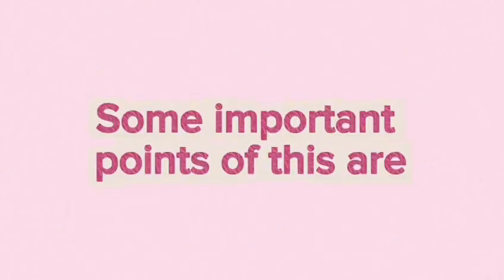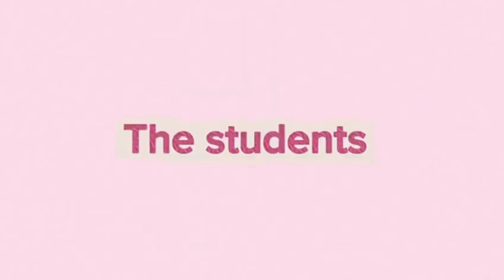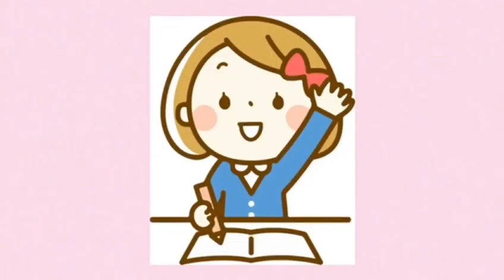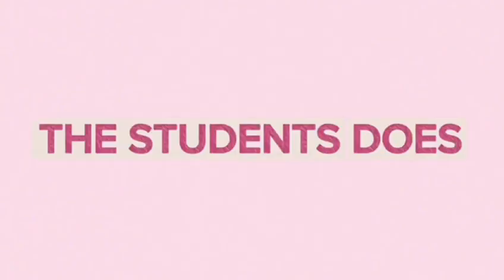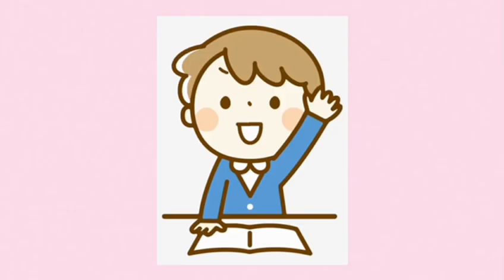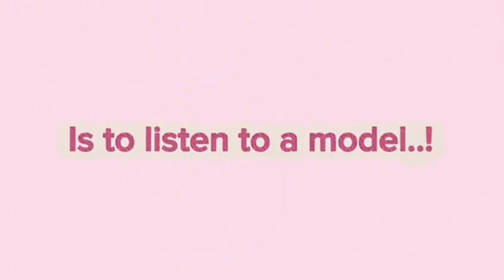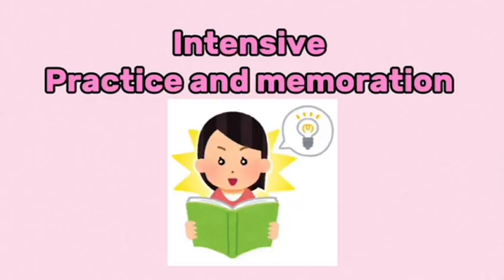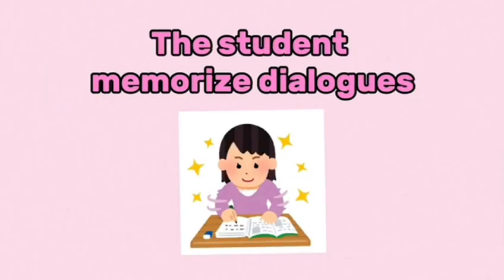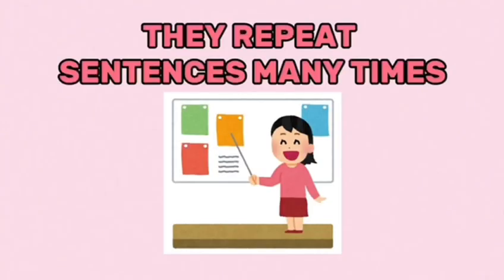Some important points of this are: number 1, the student as imitator and repeater. The student does not create new language at the beginning. Their main function is to listen to a model from the teacher or a recording and repeat it exactly. Number 2, intensive practice and memorization. The student memorizes dialogues and structures. They repeat sentences many times.